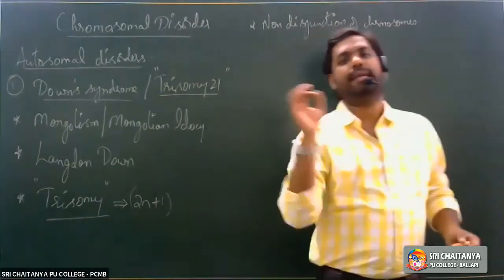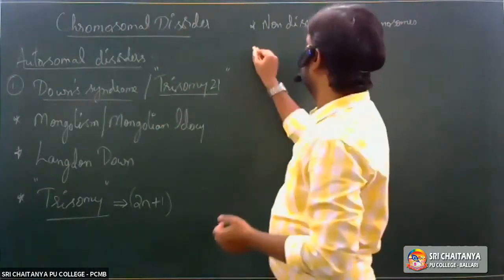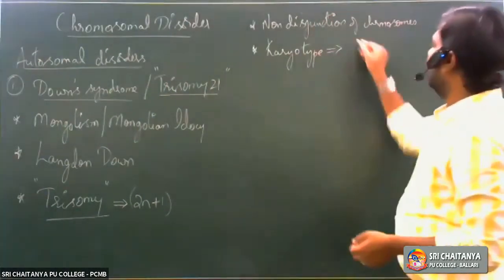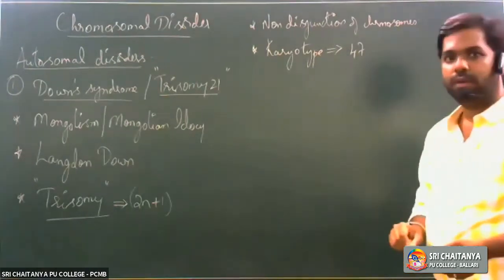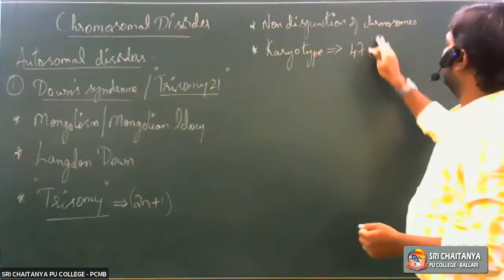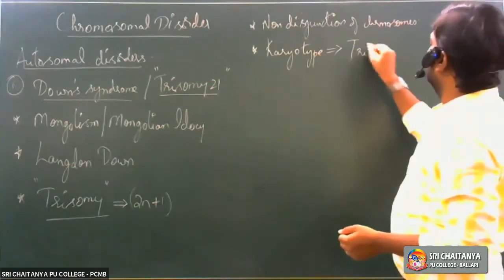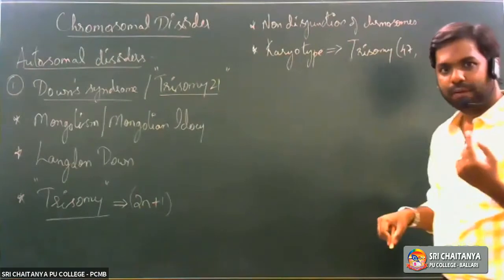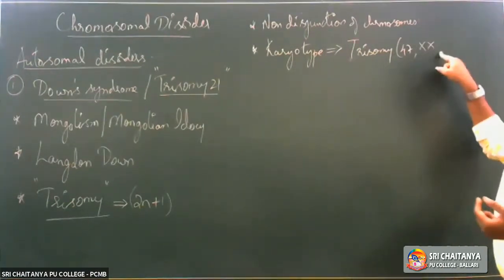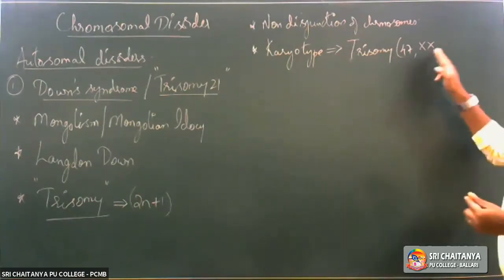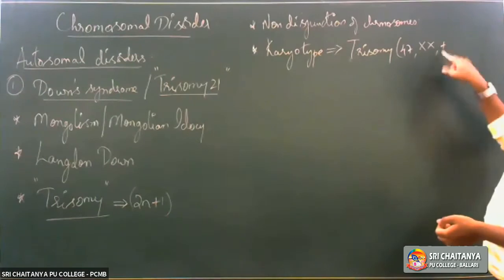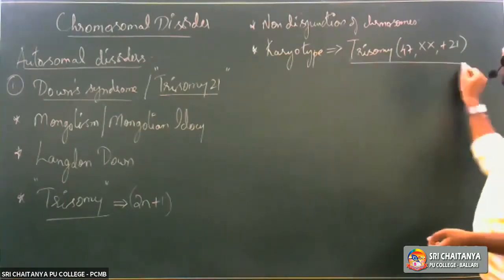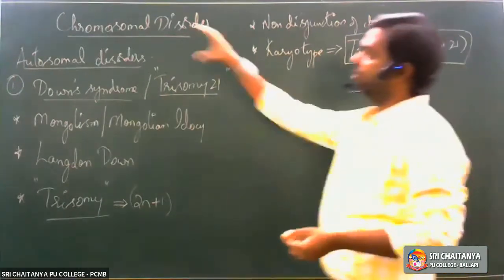If you have to give the karyotype of an individual suffering from Down syndrome, how do we give it? The karyotype is given as trisomy, and in brackets, 47 chromosomes in total, because there is one extra chromosome. Then there could be either female XX chromosomes, or a male with X and Y chromosomes. Then there is a plus. Plus indicates the addition of one extra chromosome. Where is that addition seen? In the 21st pair. So this is how we give the karyotype of individuals suffering from Down syndrome.